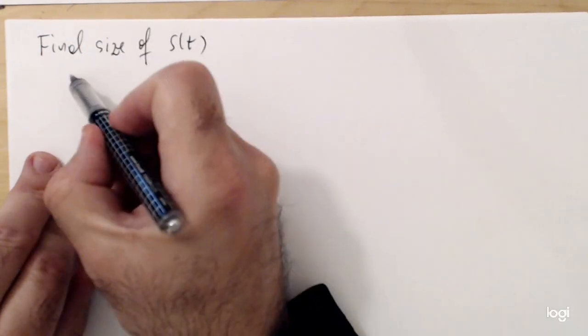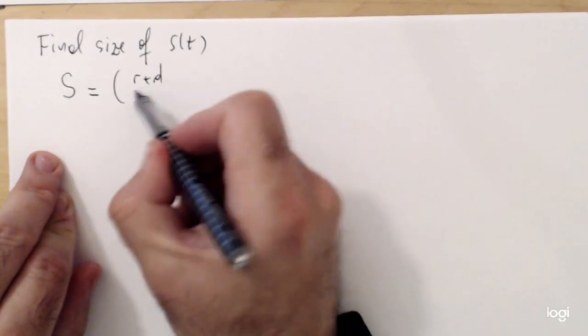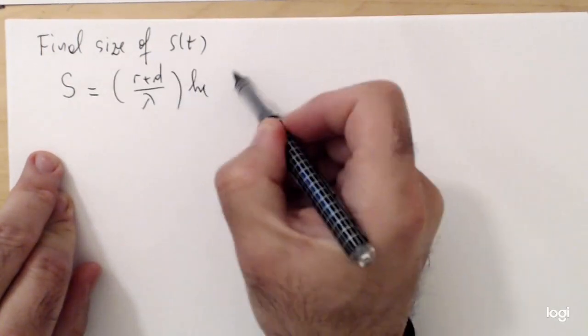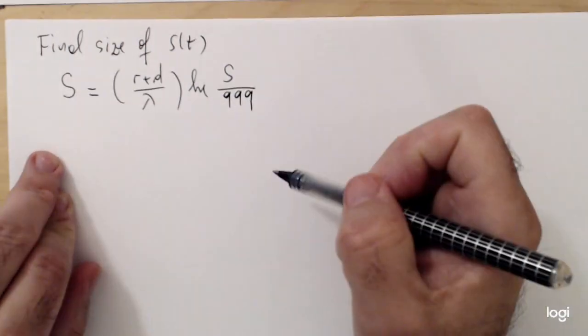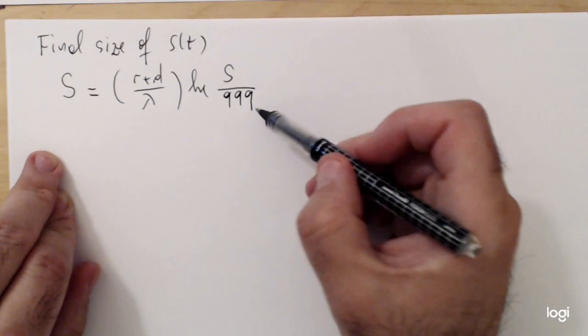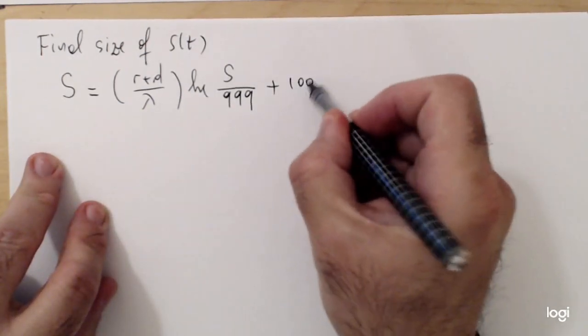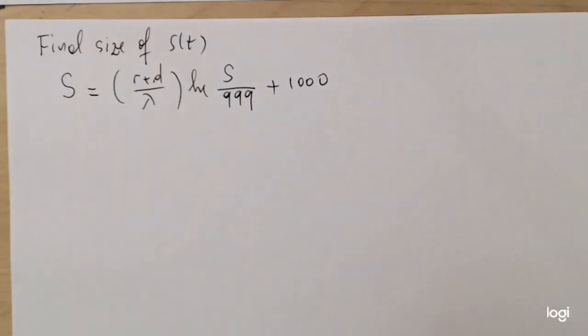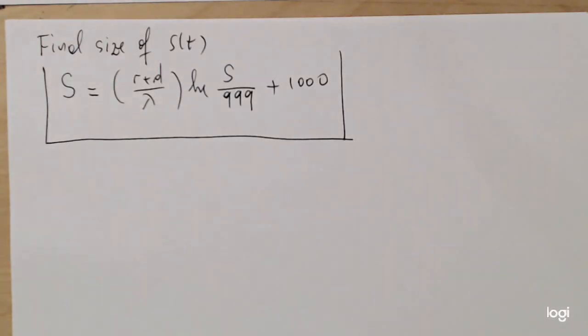So I is 0, which means there's only S on the left-hand side, (R plus D) over lambda, ln of S over S naught, where I said I'm going to use an initial susceptible population of 999 people, plus I naught, plus S naught, 1,000 people, total population. So this is the equation I'm going to play with in Wolfram Alpha in the third part of the video.